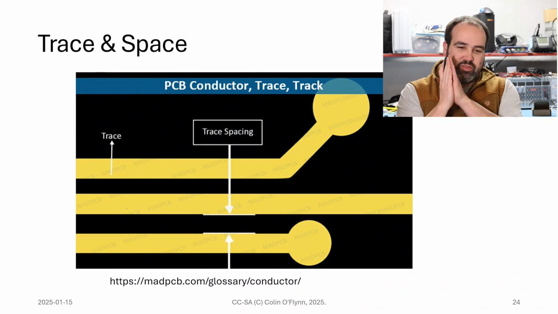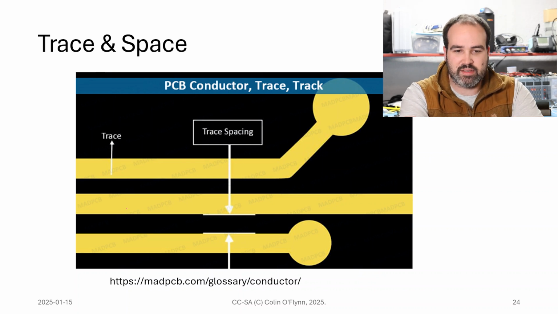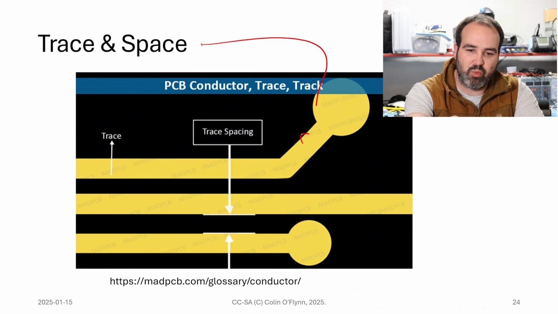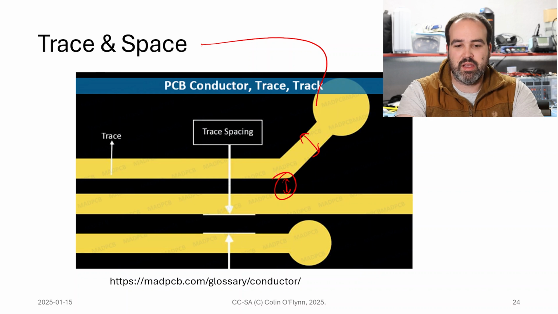Normally the mil is only used within the PCB, so the first place we'd use it is trace and space, which is really the name given to the width of this trace here. The width of this trace is how wide that conductor is that's carrying our signals. The other thing we need to consider is how close can I put that conductor to another signal.